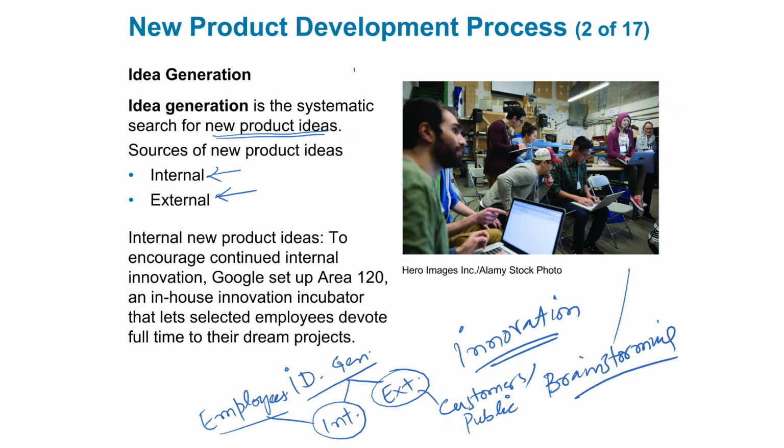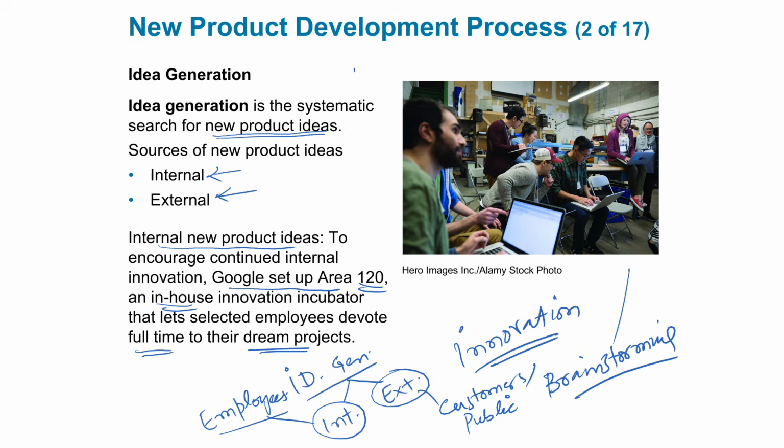So internal product ideas are used to encourage continued internal innovation. For example, Google set up Area 120. This is an in-house innovation incubator which selects employees, very few selected employees, who are full-time working on dream projects. So this is what I was explaining, that a lot of the time, even in internal idea generation, not all the employees are included.